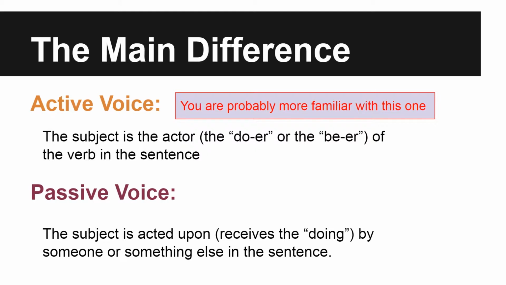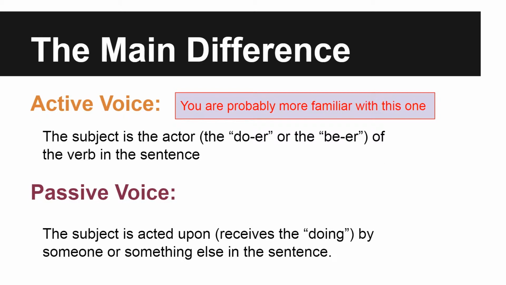Active voice is kind of the basic form of writing that we're used to. In active voice, the subject is the actor or the doer of the verb, the thing that everything is revolving around. In passive voice, we're just going to switch that. So if we take an example first, the cat scratched my new sofa. The cat is the subject, scratched is the verb. The cat is doing the scratching. That's active voice. The subject is the actor.